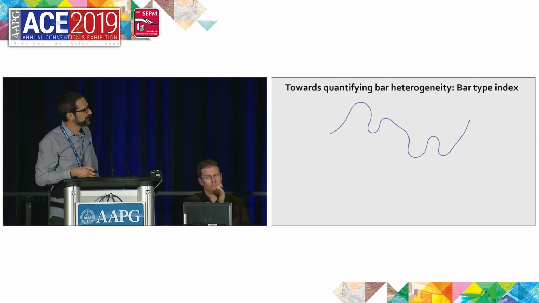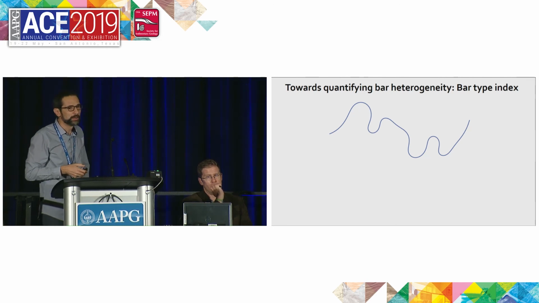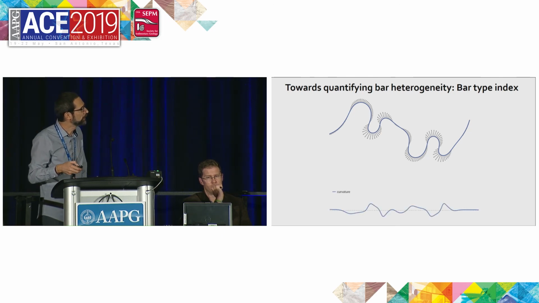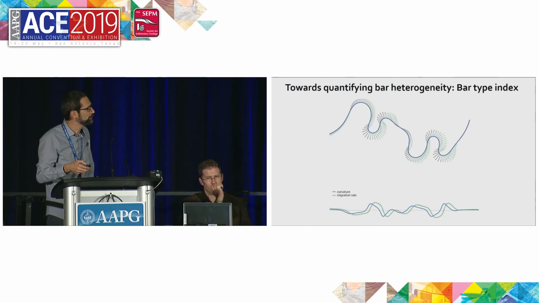How can we get better at estimating where these heterogeneities are? We can try to quantify the location of these counterpoint bars by using this measurement called the bar type index. So if this is a river center line, we can plot the curvature. There is the migration rate in green. Now if we multiply the two curves, I get the red curve.